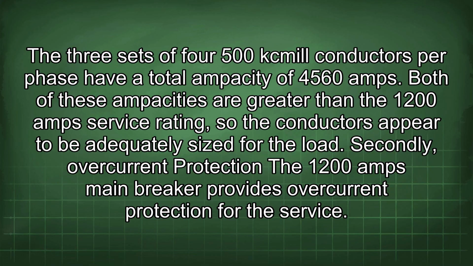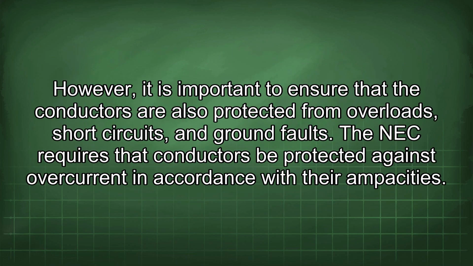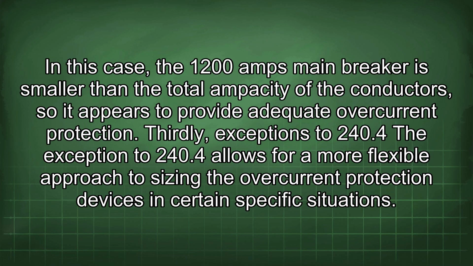Secondly, overcurrent protection. The 1200 amps main breaker provides overcurrent protection for the service. However, it is important to ensure that the conductors are also protected from overloads, short circuits, and ground faults. The NEC requires that conductors be protected against overcurrent in accordance with their ampacities. In this case, the 1200 amps main breaker is smaller than the total ampacity of the conductors, so it appears to provide adequate overcurrent protection.